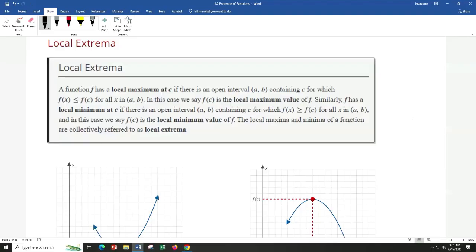Okay, so a function has a local maximum at C if there is an open interval from A to B containing C for which f of x is less than or equal to f of C for all x in A and B. In this case, we say f of C is the local maximum value of f. Okay, I can keep reading that or just show you what this means graphically.